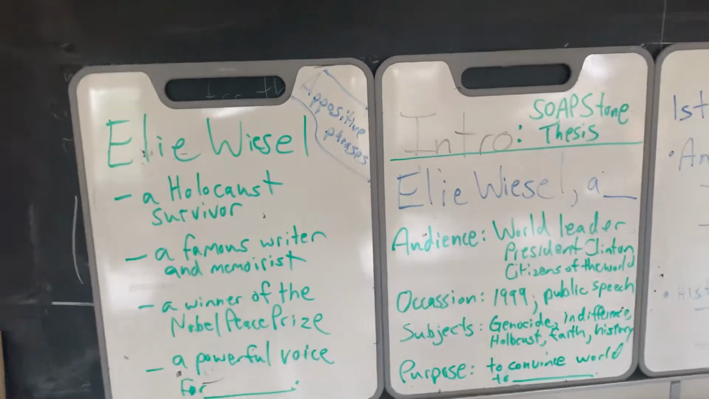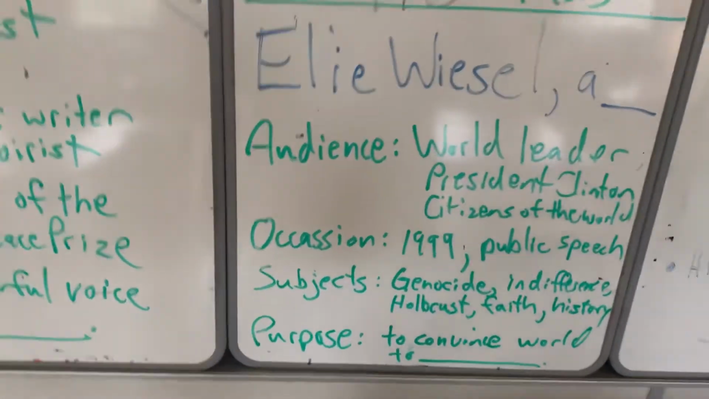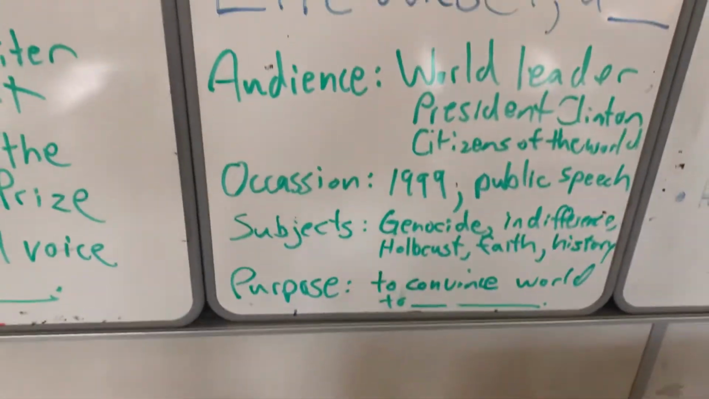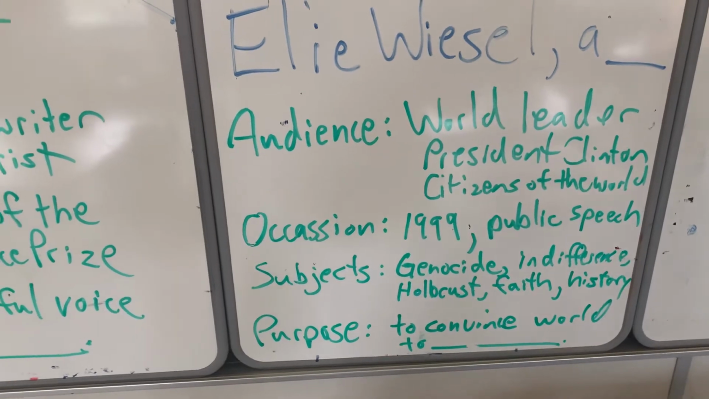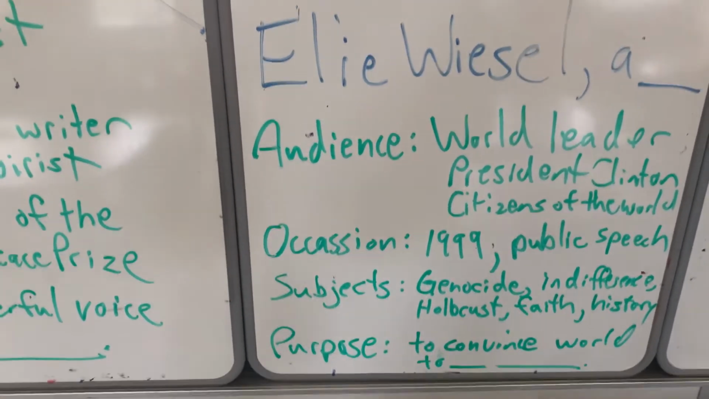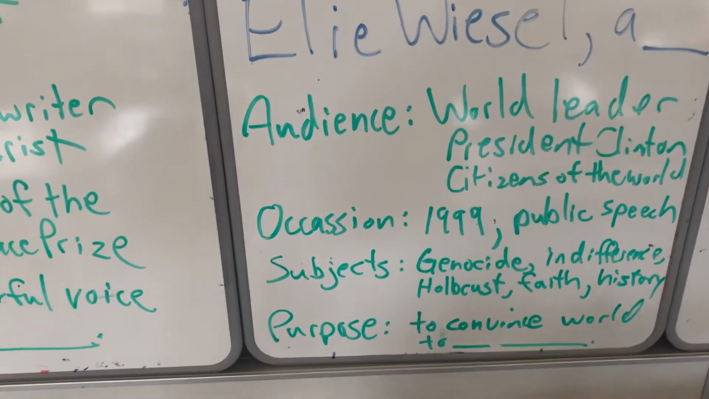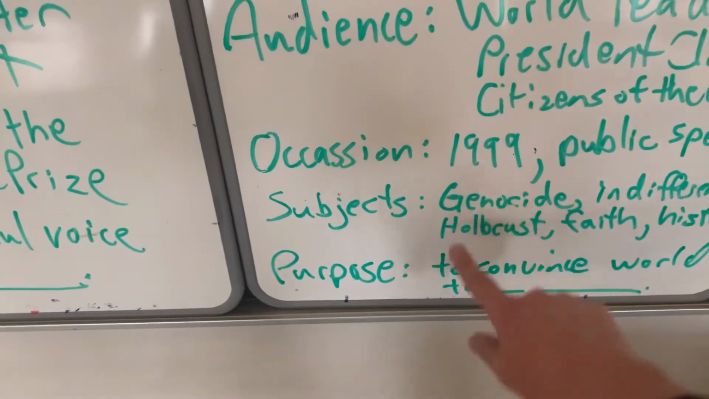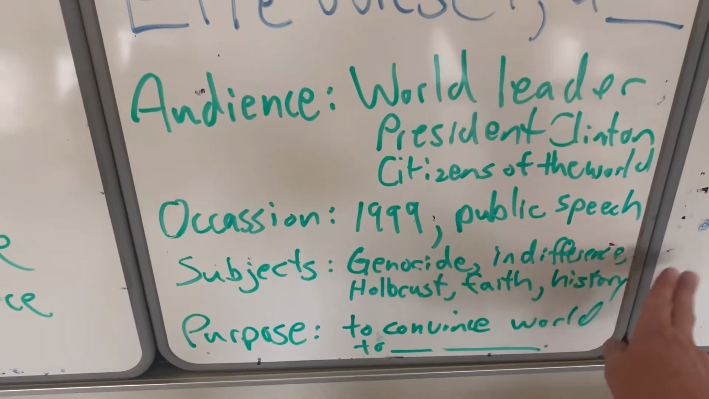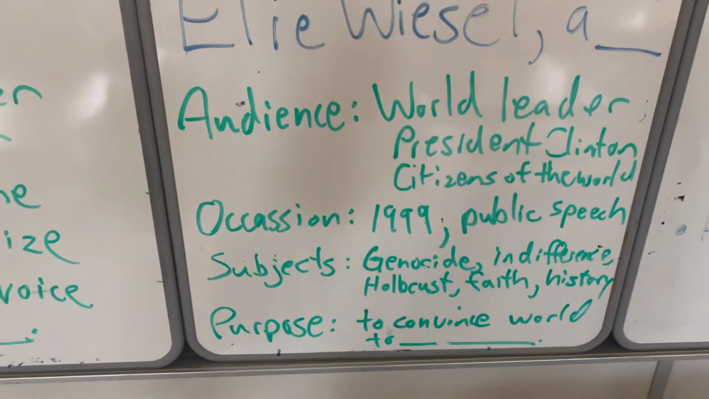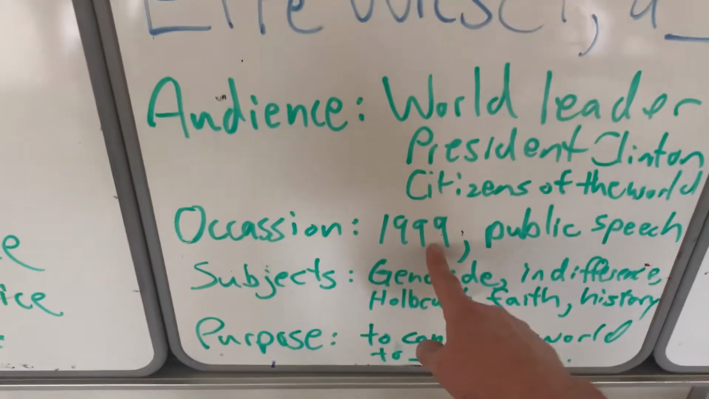So we've talked a lot about his purpose. And there's different ways to say it, but his purpose is to convince the world to do what? To not be indifferent to human suffering. Maybe you can broaden the purpose to learn from the past so we don't make the same mistakes in the present and the future. And that mistake is allowing genocide, holocausts, losing faith in humanity, letting history repeat itself, being indifferent to human suffering. I forget where he gave his speech, but this is 1999.